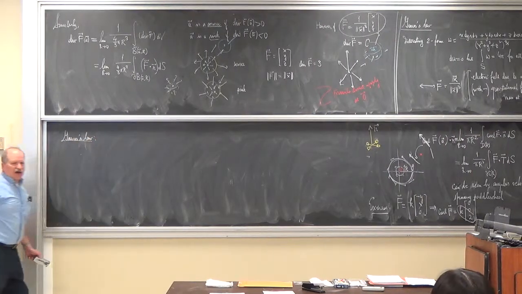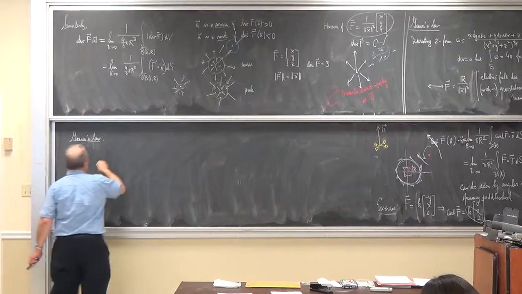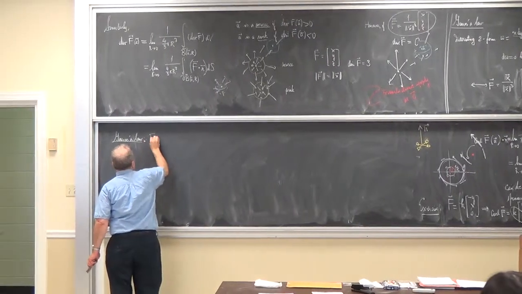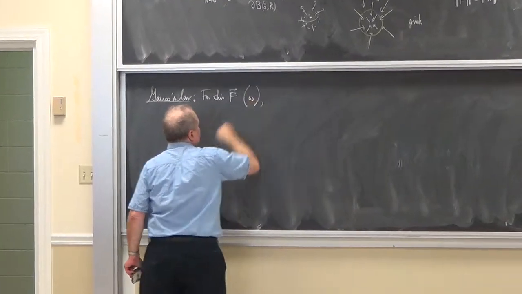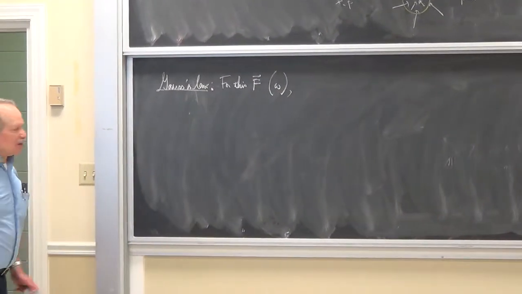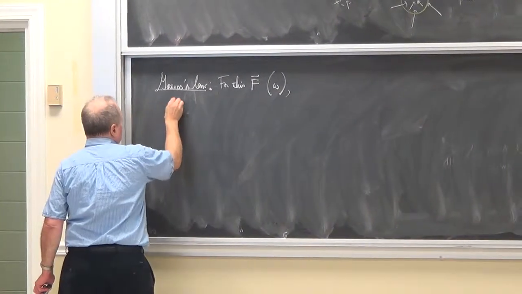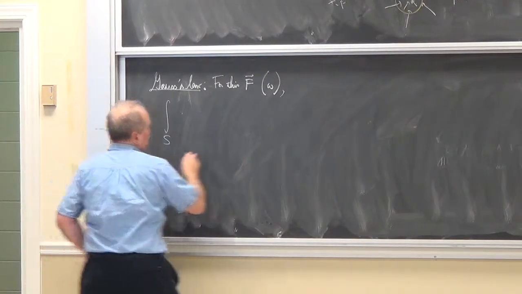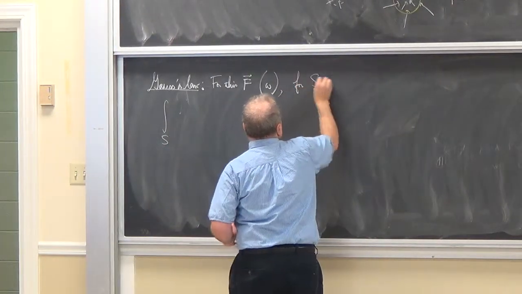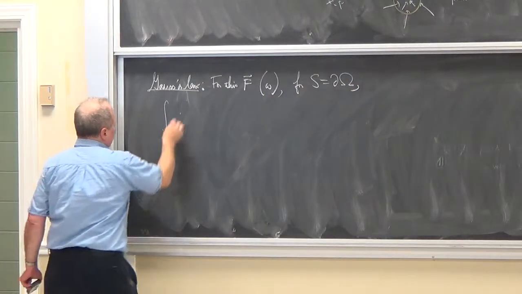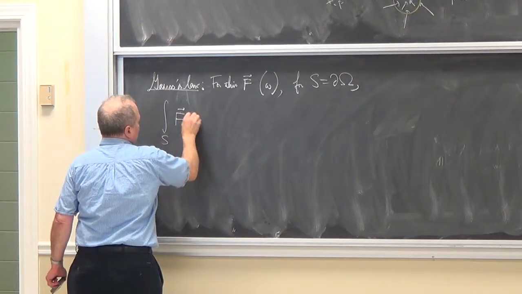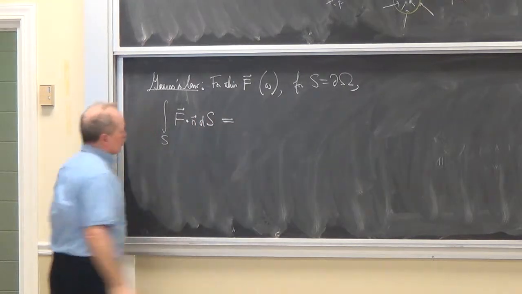It tells us the following. For this f, or omega, if you take any surface that happens to be the boundary of a region, what's the flux of f across the surface?